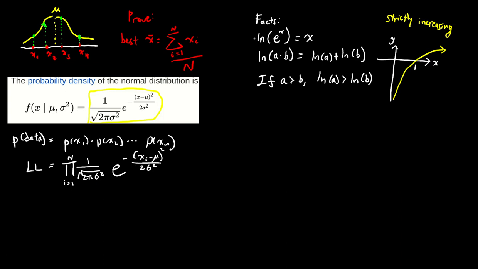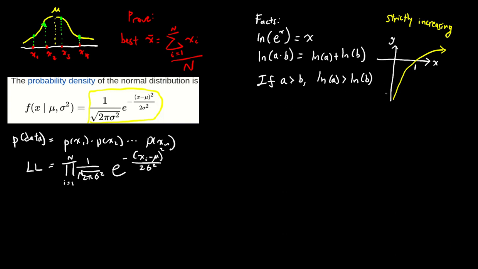So the first is that the natural logarithm of e to the x gives us x. So maybe we can use that to address this exponential here. Also, we have the natural logarithm of a times b is the same thing as the logarithm of a plus the logarithm of b. So we can take the logarithm of a product and change that into a sum of the individual logarithms. Also very useful.